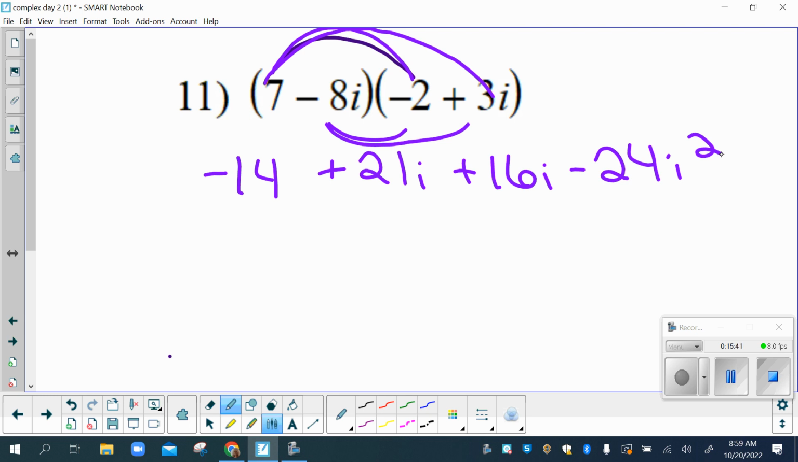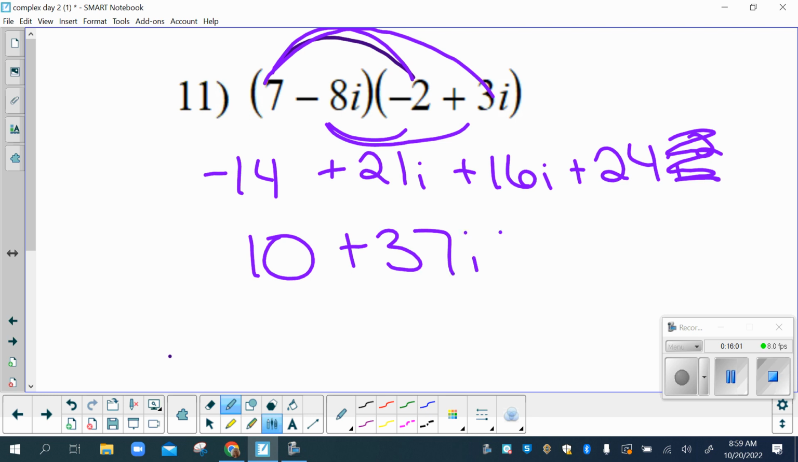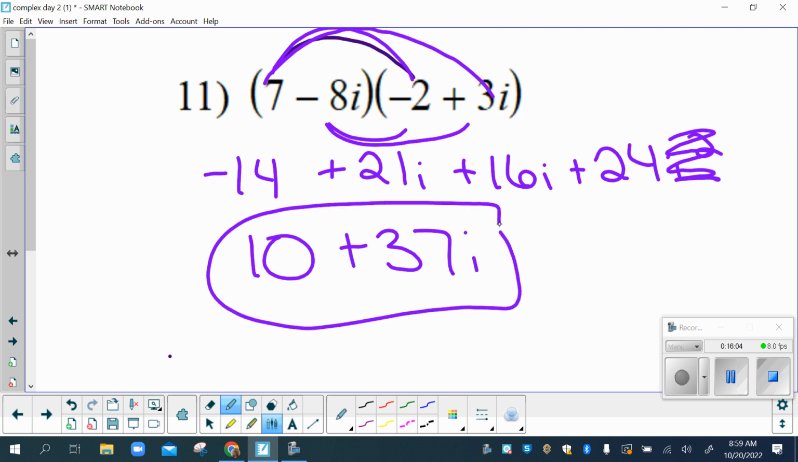So right away, you know me, I'm going to get rid of that i squared. Watch what he's going to do. He's going to turn that 24 to positive. So now I have 24 people that don't believe in ghosts, and then I'm going to take away 14. So I'm left with just 10 of them. And then I'm going to put these guys together. It looks like 37i. Does that look good? Are we okay on that? That's as hard as it gets, right?